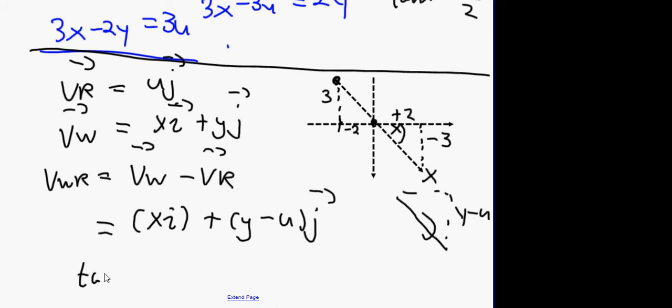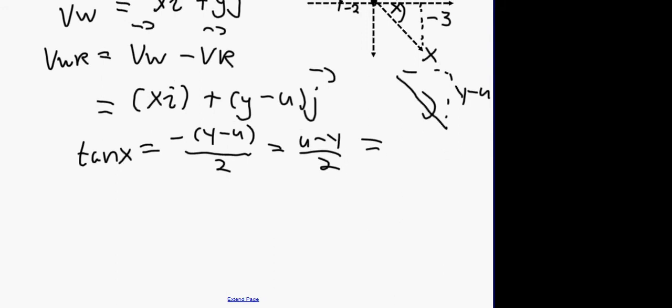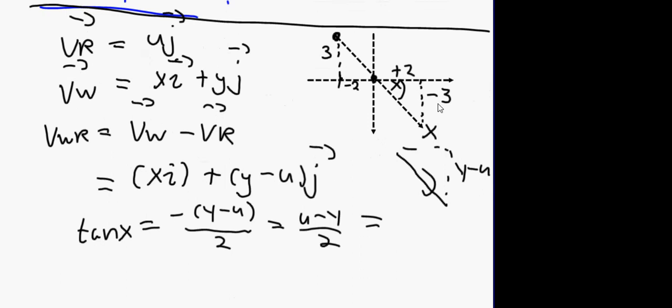This means that tan x has to be minus y minus u, because it's a negative number. You can't get the tan of a negative number. You can, but it's not an acute angle. And then over 2. So what that's going to get me is u minus y all over 2, and u minus y all over 2 is the same thing as 3 over 2.